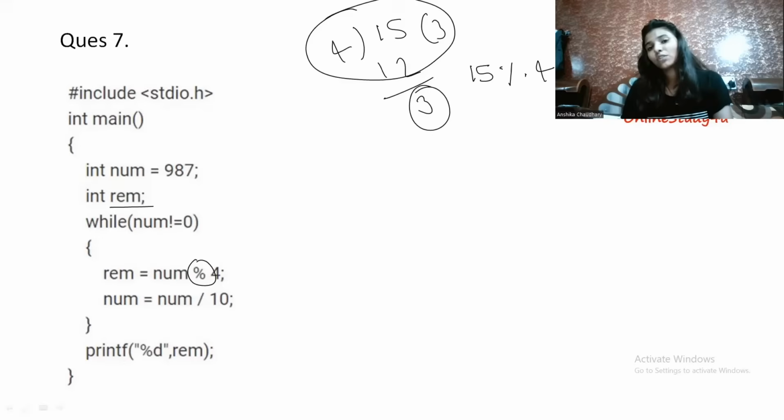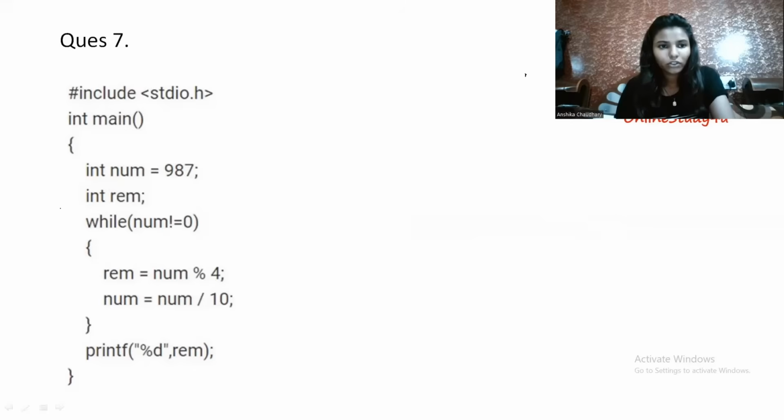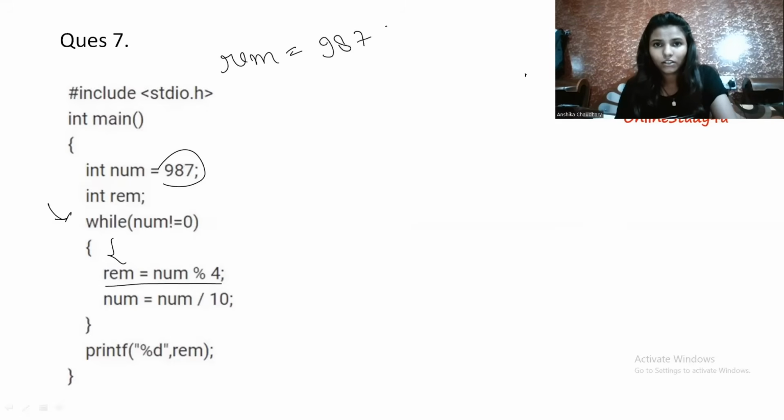Okay, so what is the output of it? This output will be 3. Coming on to the while condition: while num is not equals to 0, what is the value of num? 987. So 987 is of course not equals to 0, so we will come into the while loop. Now perform this operation, remainder assign num modulus 4. So the remainder value will become num modulus 4. What is the value of num? 987 modulus 4.